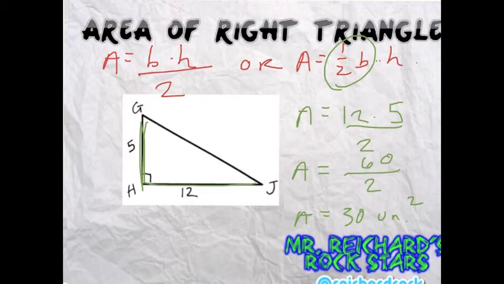Now, imagine for a second, really quickly, if this was a rectangle, what would my area be? It would genuinely be 60 units squared, and the area of half of that, of my right triangle, is 30 units squared.